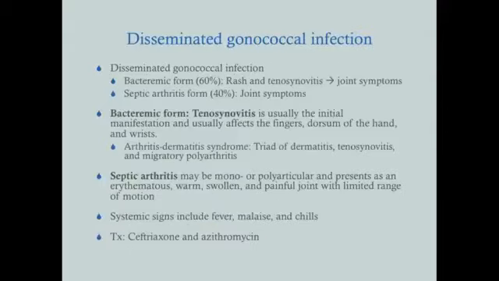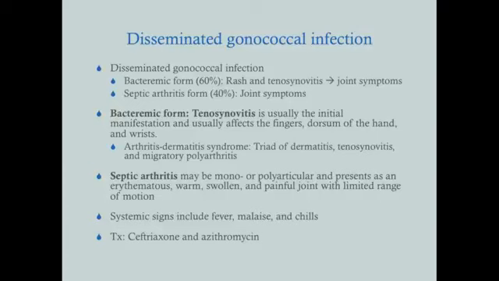Okay? So this is disseminated gonococcal infection. In about 60% of patients, it's going to present as the bacteremic form. The bacteremic form commonly presents as tenosynovitis, but there's a typical triad for the classic disseminated gonococcal infection, and that's skin lesions, polyarthralgia, and tenosynovitis. Now, the other 40% of patients will present with actual septic arthritis, which tends to affect either one joint or a few joints, and they also tend to be bigger joints.